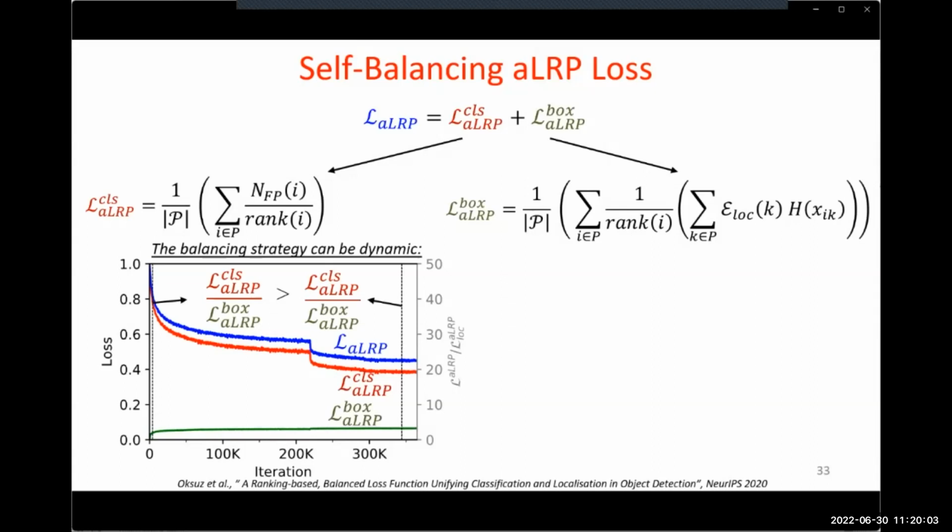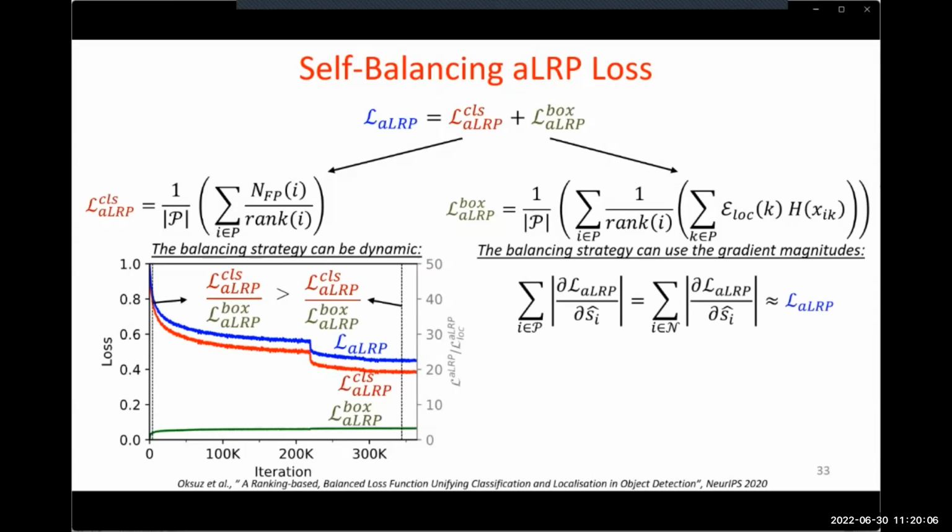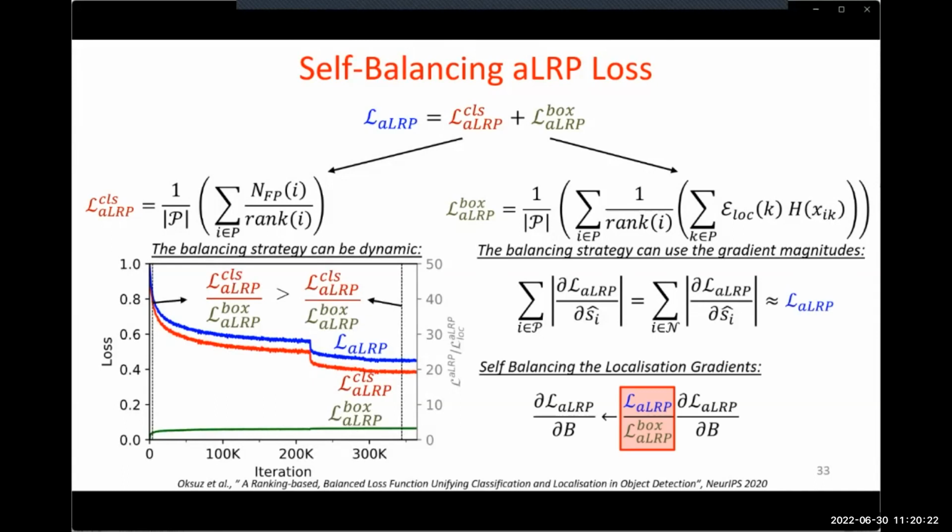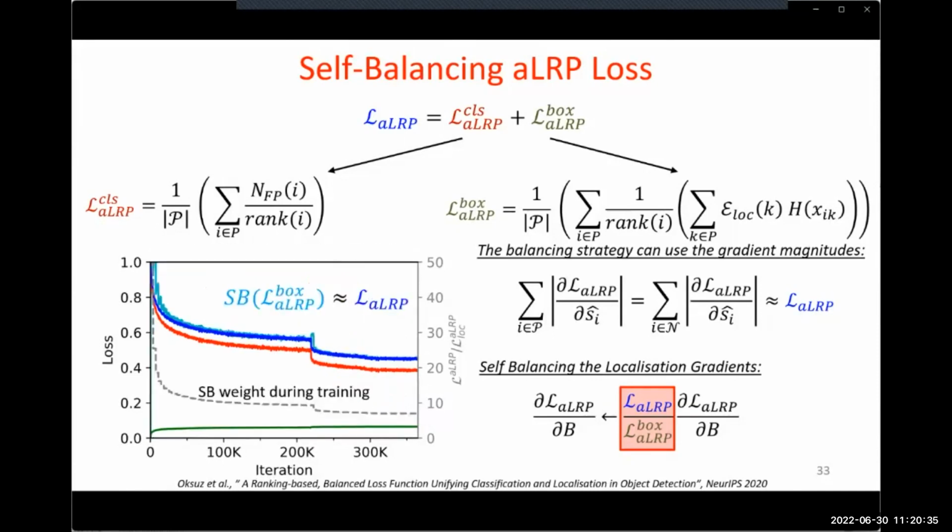Moreover, the sum of the gradients in the classification branch approximates the loss value. Using these observations, average LRP loss employs a dynamic and hyperparameter-free self-balancing mechanism. Instead of a scalar weight, the gradients with respect to the localization output are multiplied by the ratio between average LRP loss and its localization component averaged over the last epoch. As a result, the localization branch also has similar total gradient magnitudes, and the imbalance between the tasks is alleviated.